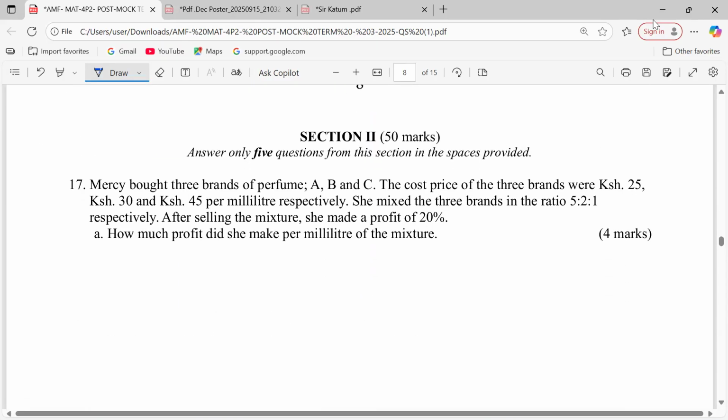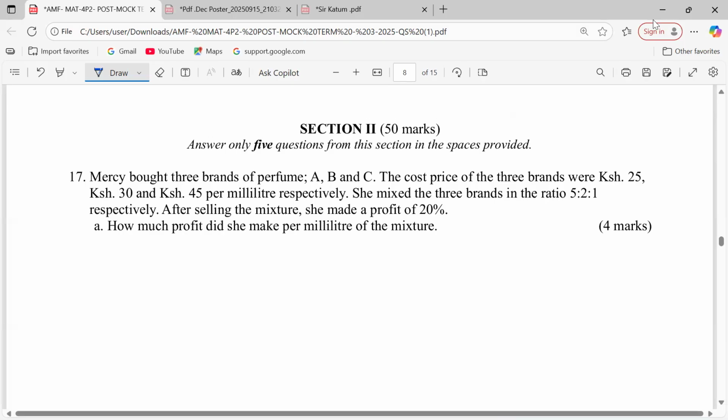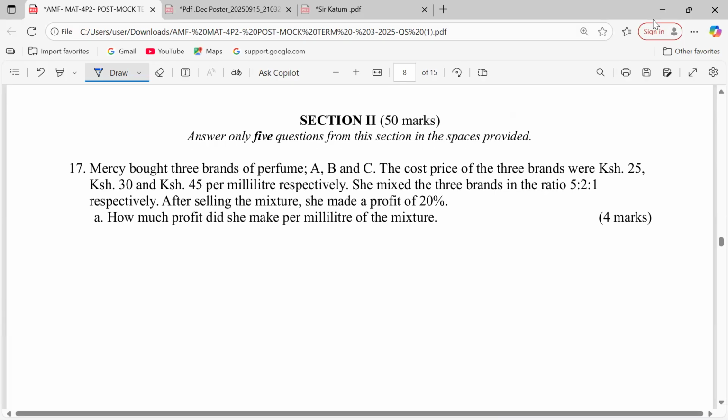The Section 2, number 17. We are supposed to use the best 5 questions according to ourselves, but allow me to attend to all the questions so that, from the understanding of everything, students will be in a good position to gauge themselves and make a choice of their best 5, depending on the simplicity or complexity of a certain area.